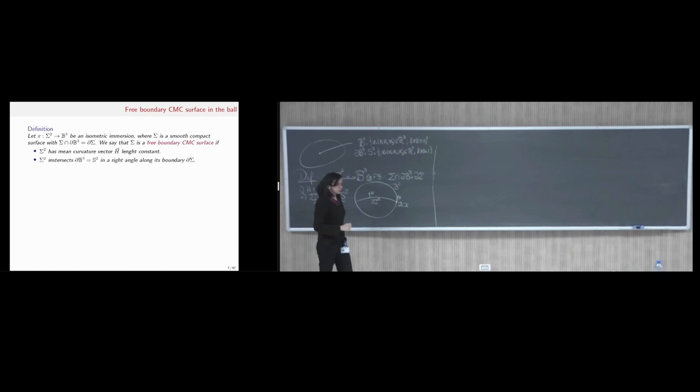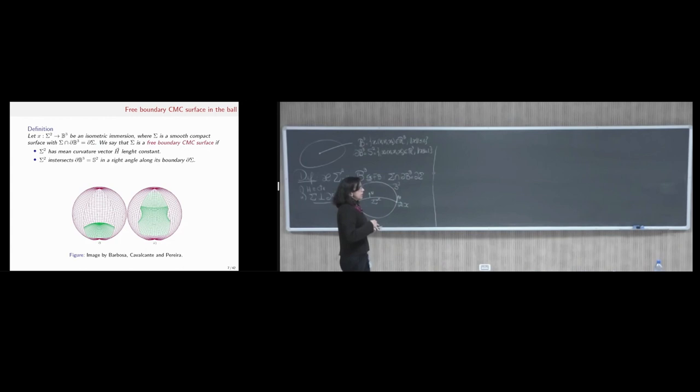Now you can see some example pictures about this. On the left, you have a piece of the lunar surface. These are free boundary CMC surfaces. And at the right, you have spherical caps, and these are free boundary CMC surfaces. This image is by Barbosa, Cavalcante, Pereira. And after I will talk better about this image. Okay. So is there any question at this moment? If there is any question, please let me know. Okay, let's move on.